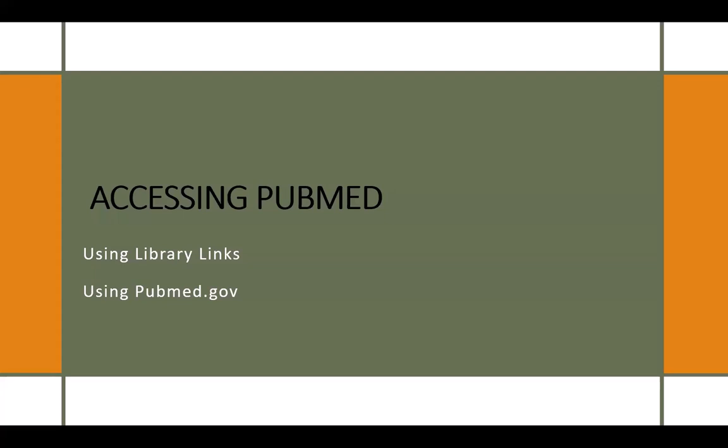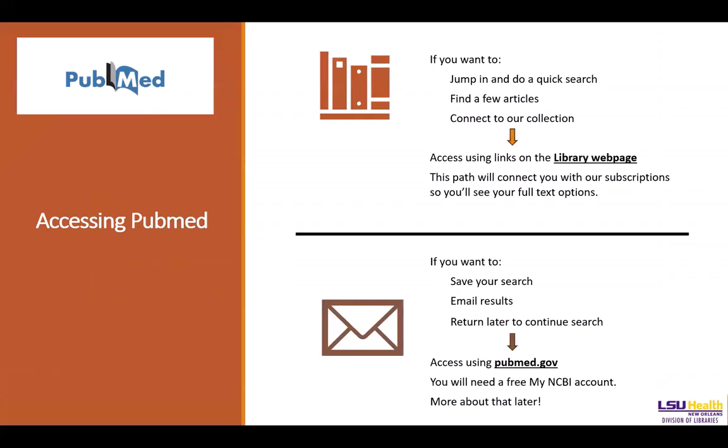All right, so now we're going to talk about accessing PubMed. There's two different routes. One using our library links, which is usually our recommended method, but sometimes you'll want to just go directly to pubmed.gov. All right, so it depends what you want to do. If you just want to jump in, do a quick search, get some articles, and connect with our library subscriptions, then I recommend using the links on the library webpage.